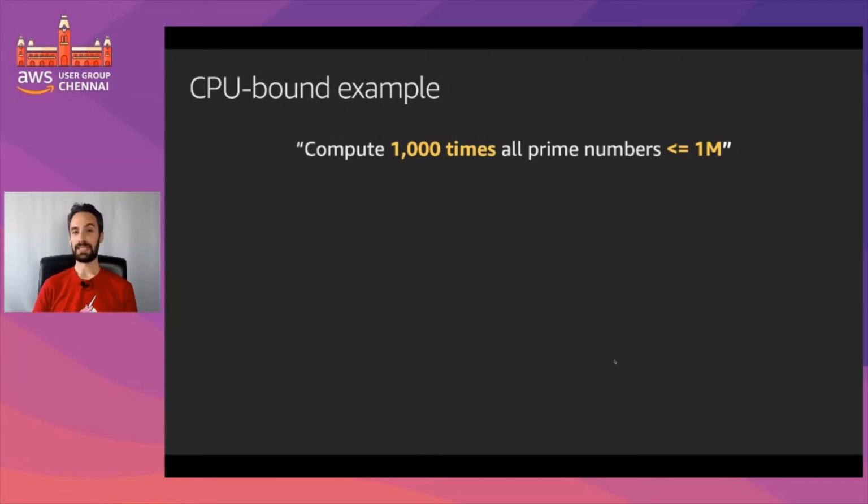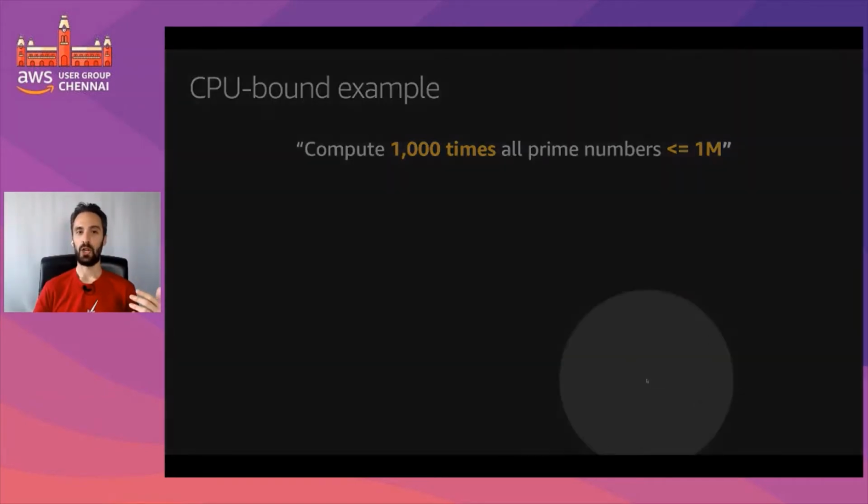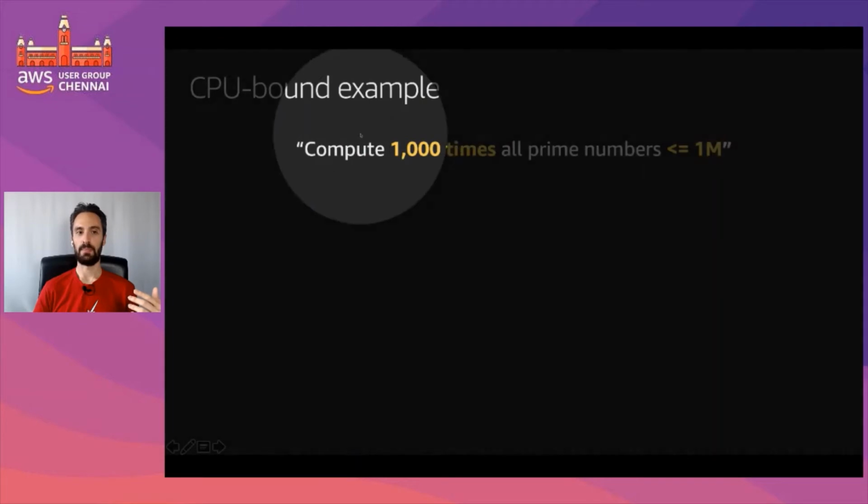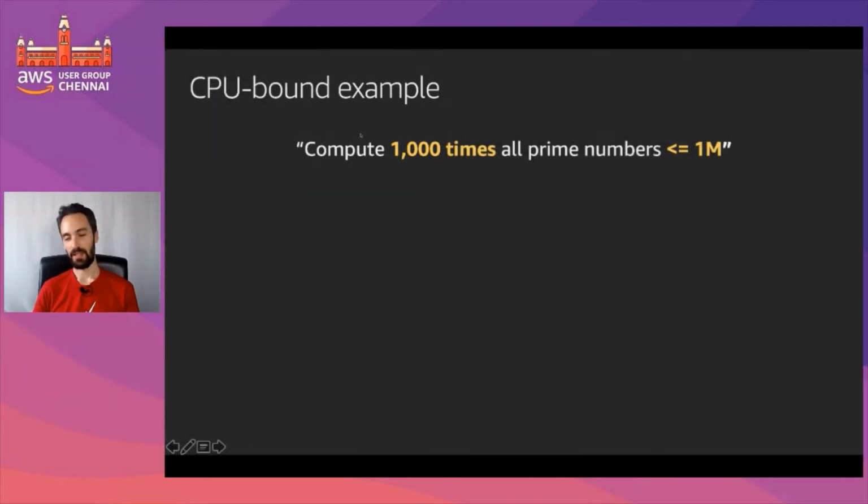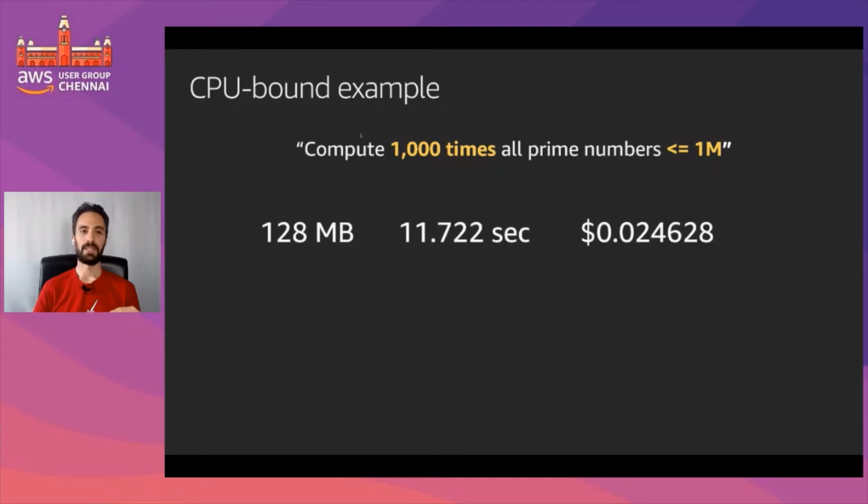So let's look at an example with actual numbers. Let's imagine that all my function is doing is computing all the prime numbers up to 1 million about 1,000 times. Not a very useful workload, but it's an example. Most developers I know will just say, I don't care about the speed or the performance of this. It can be done asynchronously. Just give it the cheapest option, 128 megabytes.